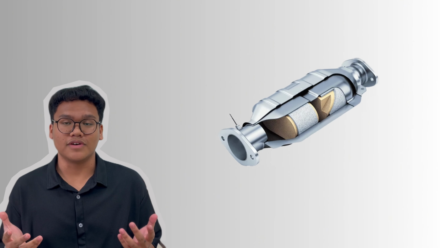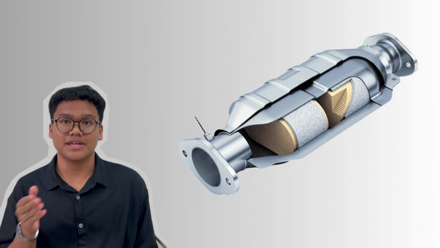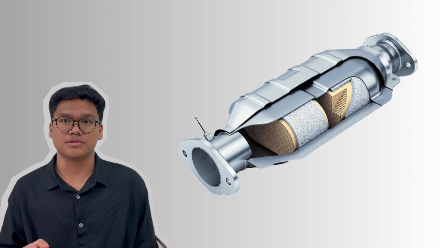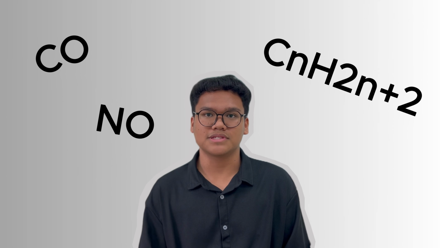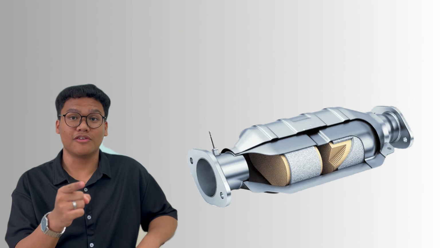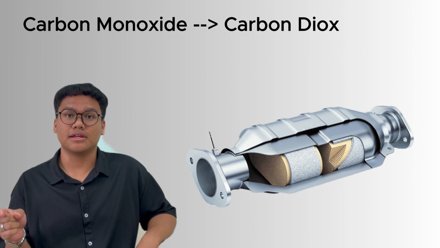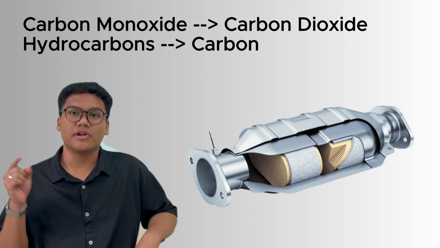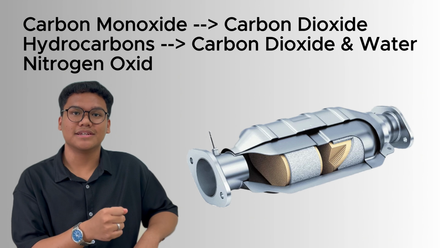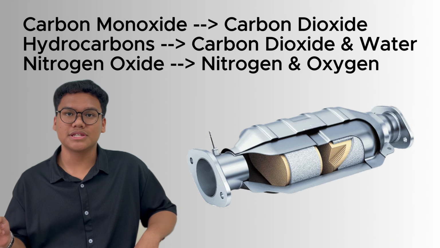The catalytic converter is an important tool in the vehicle exhaust system that works to reduce air pollution. It uses catalysts such as platinum, palladium, and rhodium to accelerate chemical reactions without running out, to convert 3 harmful compounds in car exhaust. In the catalytic converter, the catalyst changes carbon monoxide to carbon dioxide, hydrocarbon to carbon dioxide and water, and lastly, nitrogen oxide into nitrogen and oxygen.